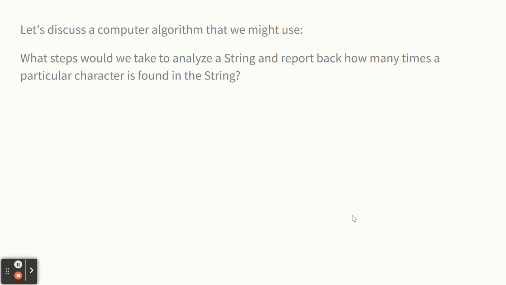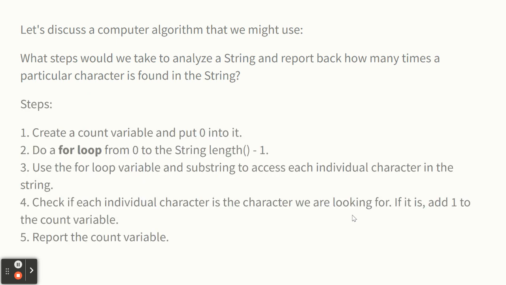Matthew. Yeah, for loop. For loop is a great idea. These are the steps I would do, and then I'll show you actual code. I'd create a count variable and put 0 in it. That's important, right? If you're going to count something, you have to put 0 into it before the loop starts. And then I'd do a loop starting at 0, going up to 1 less than the length. And I'd use a for loop variable and substring to access each character. And then I would check if each character was the one we were looking for. And if it was, we'd add to that number, and then we'd report the number.